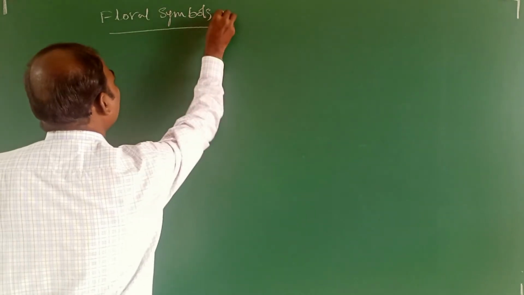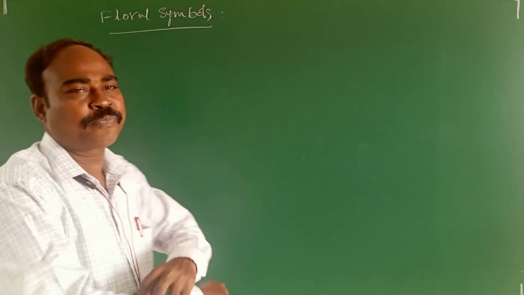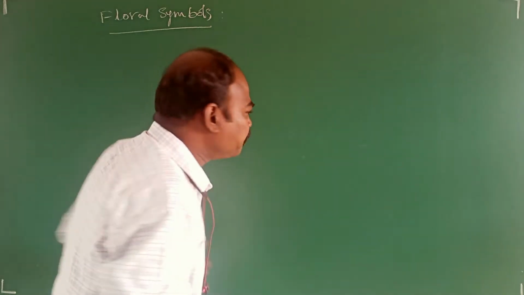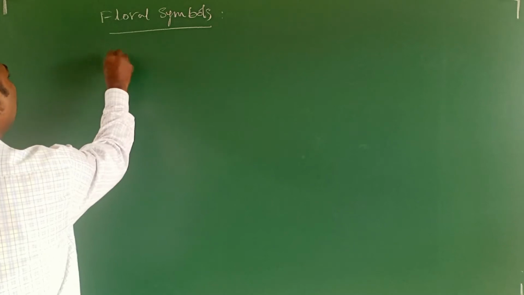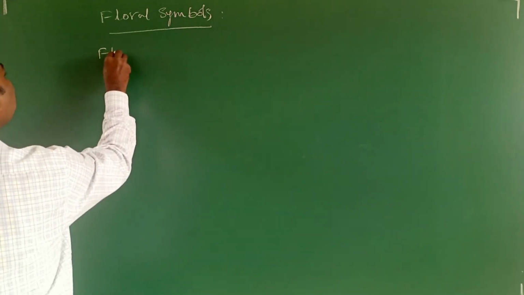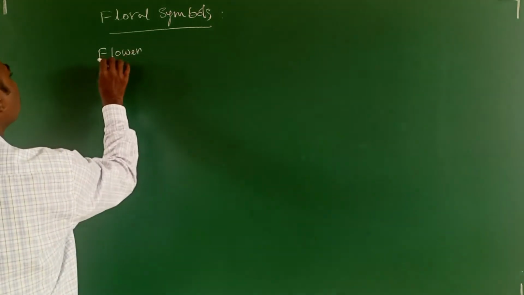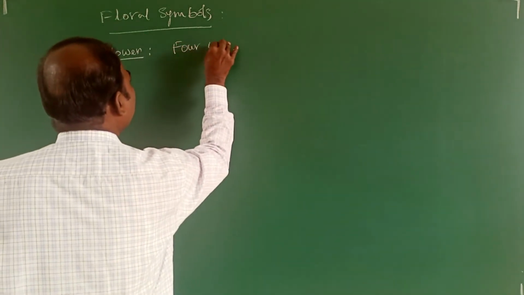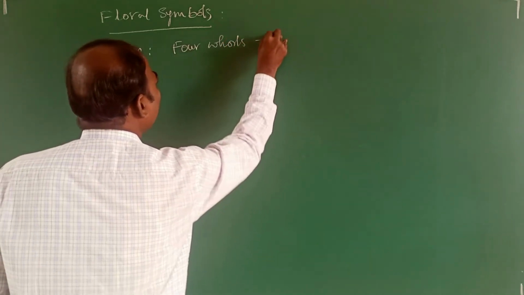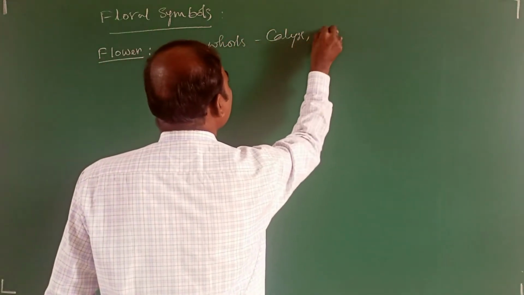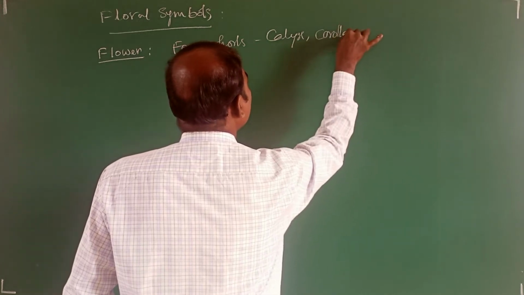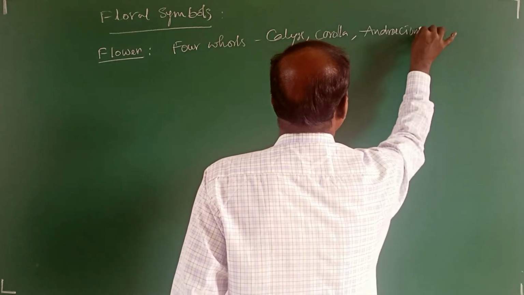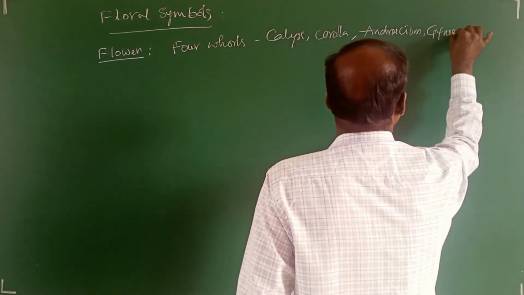What are the different floral symbols to explain the flower? We are going to discuss now in this class. Generally, you know, a flower has four whorls. What are they? One, calyx, corolla, androecium, and gynoecium.